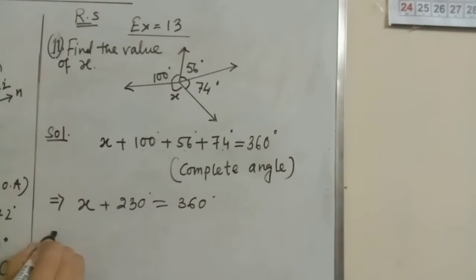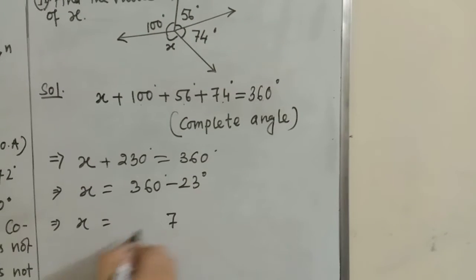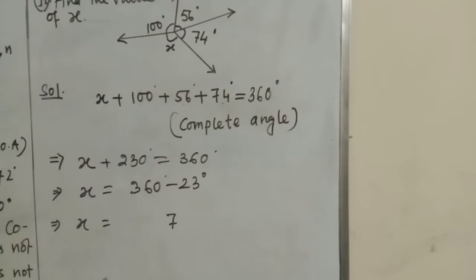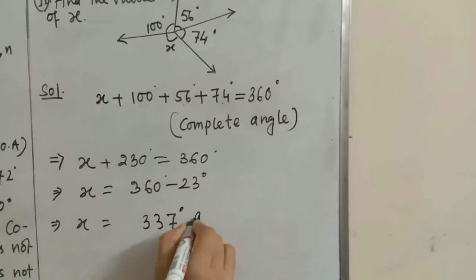Now you have to find the value of x, equal to 360 degree minus 230 degree. Subtract it and you will get 130 degree. So what is the value of x? Value of x is 130 degree.